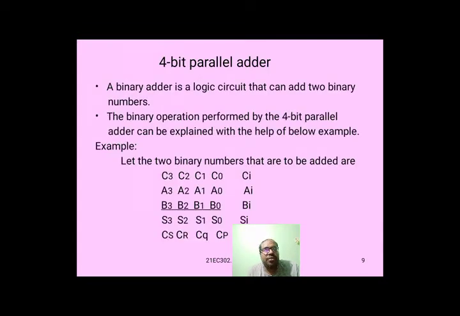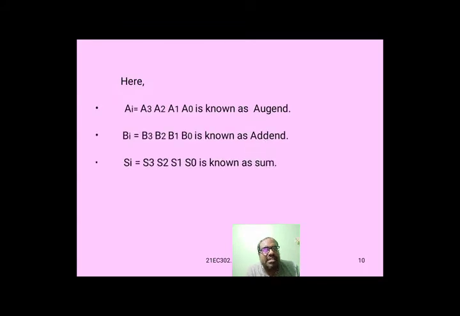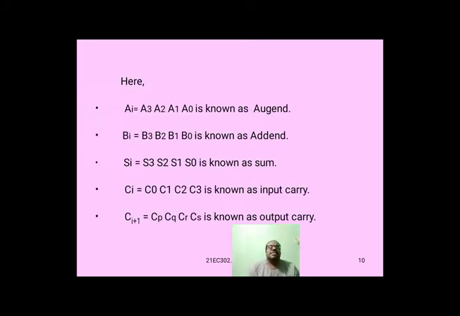Okay, all of you have written in your notebooks the 4-bit parallel adder. Next one, please write this one also. AI means, BI means, SI means, CI means, and CI plus 1 means. AI means A3, A2, A1, A0 is known as augend. BI means B3, B2, B1, B0 is known as addend. SI means S3, S2, S1, S0 is known as sum. CI means C0, C1, C2, C3 is known as input carry. CI plus 1 equal to CP, CQ, CR, CS is known as output carry.